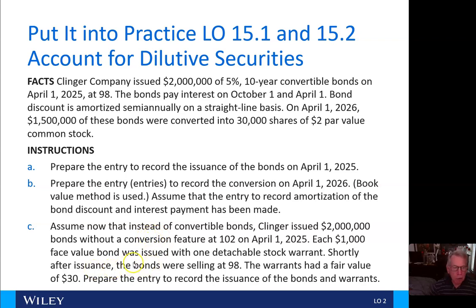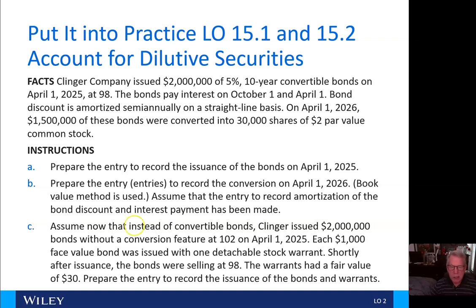When we left off, we got truncated a little prematurely. We were looking at this Charlie situation, where we're assuming now that instead of convertible bonds, Klinger issued 2 million bonds without the conversion feature on April 1 at 102. Each $1,000 face value was issued with one detachable stock warrant. In review, shortly after the issuance, the bonds were selling at 98, and the warrants had a fair value of 30.